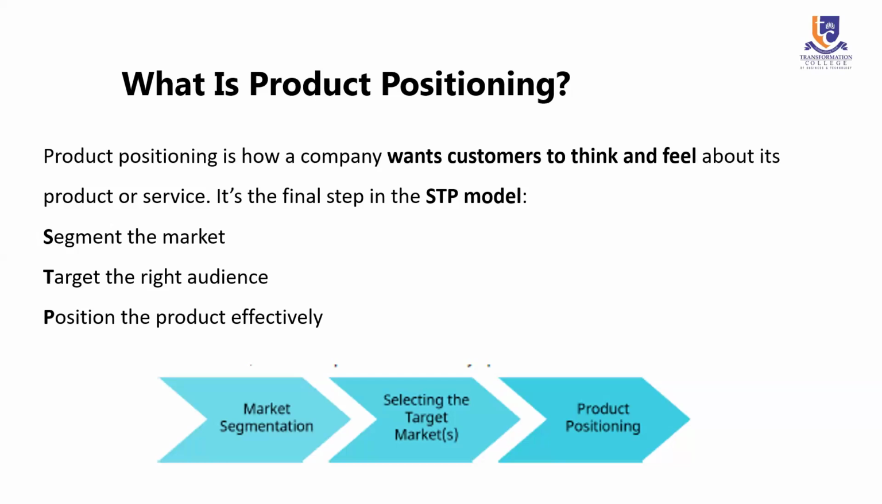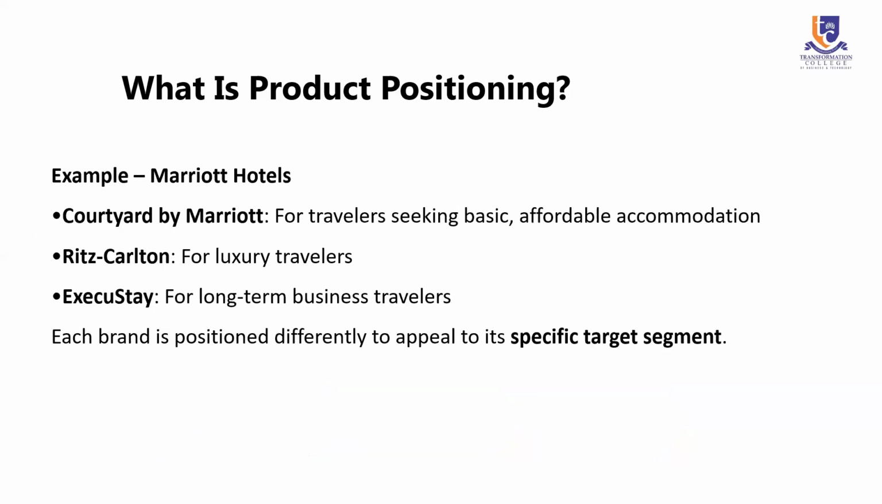And what is product positioning? An example is Marriott. Marriott has different cadres of hotel chain. If you're a traveler looking for just affordable accommodation, let me go for my business in the morning, come back in the evening and just sleep, go the next morning, and once I'm done, I get out.